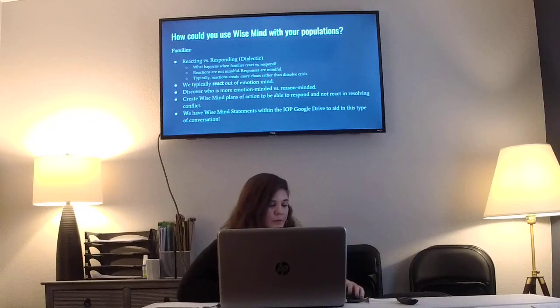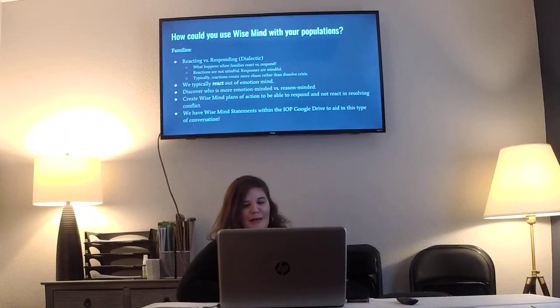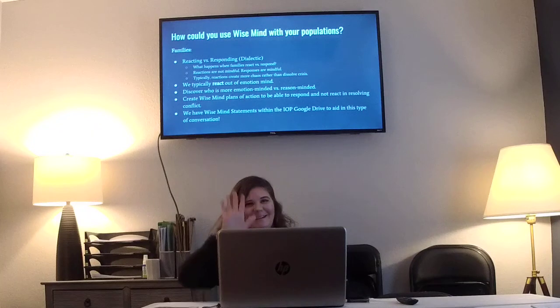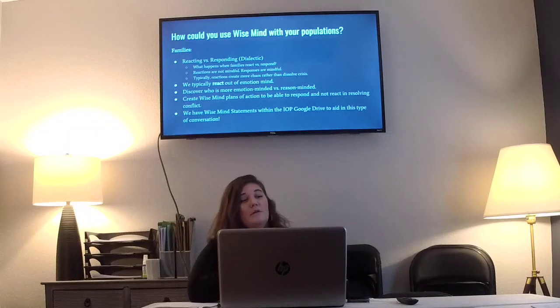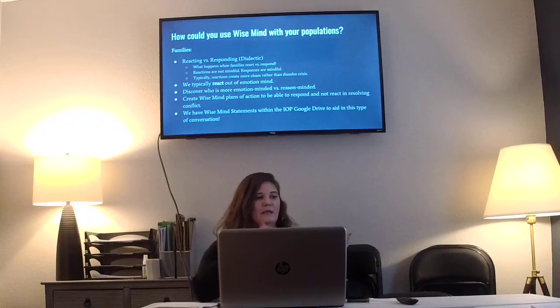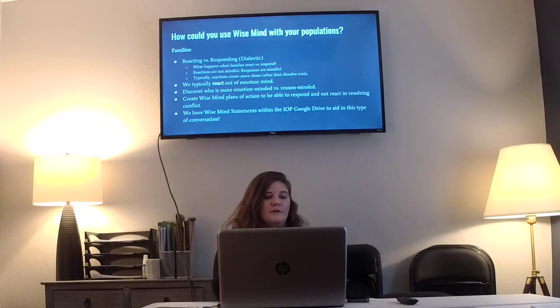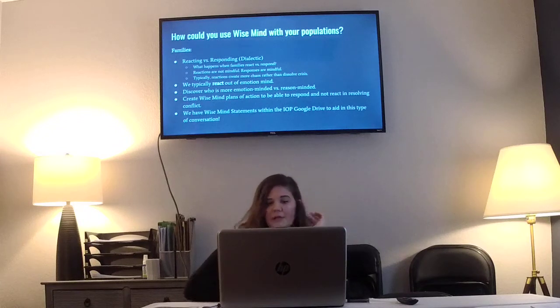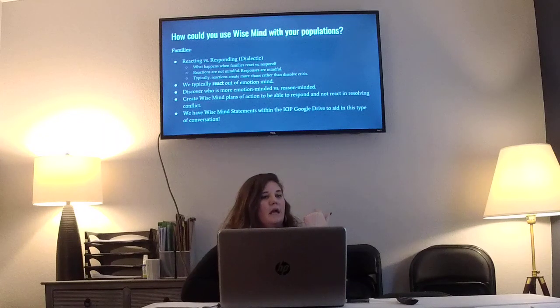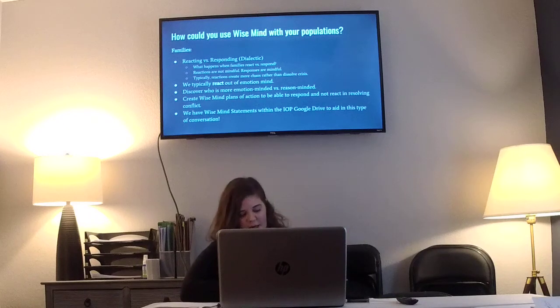In groups, we do wise mind plans of action, and how as a family, how do we respond and not react? If there are topics or people or events that we don't touch or don't like talking about, or that cause a lot of emotional volatility, how do we have a wise mind plan of action to be able to respond and not react? We have those statements, if you guys want, within our Google Drive to aid in this type of conversation.